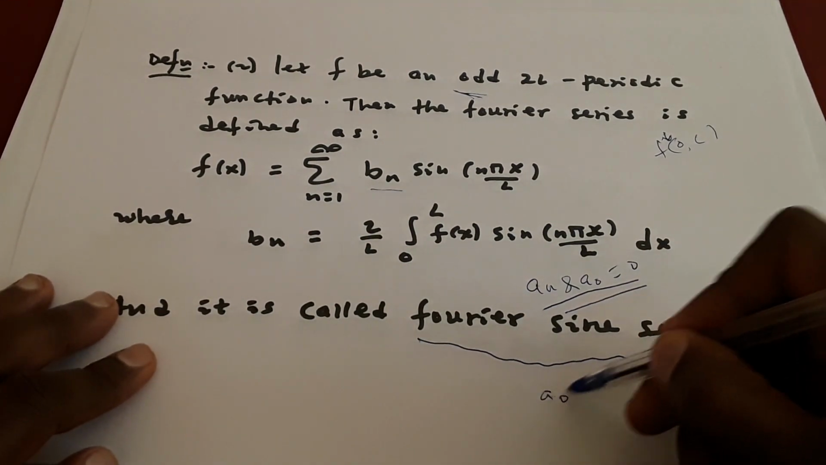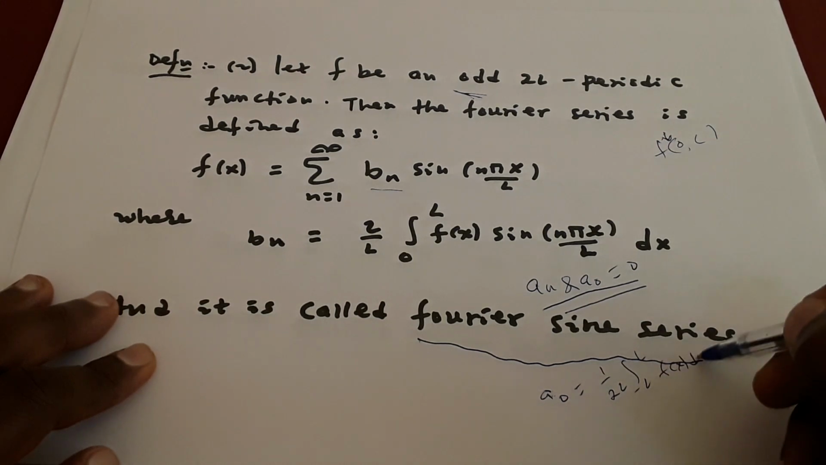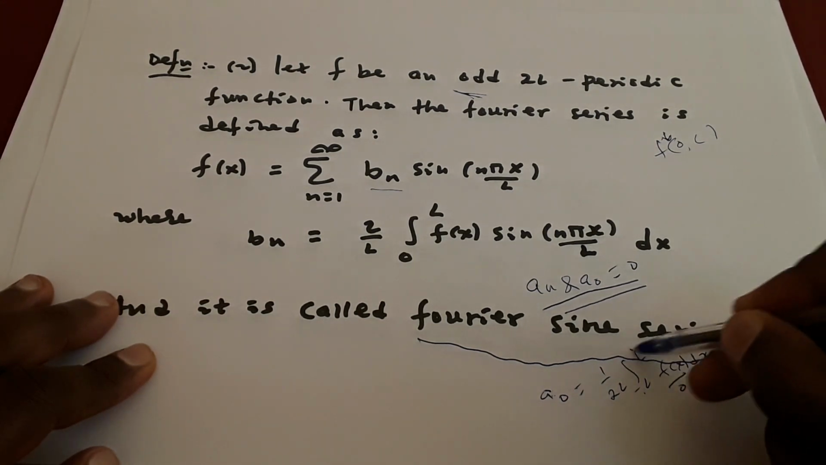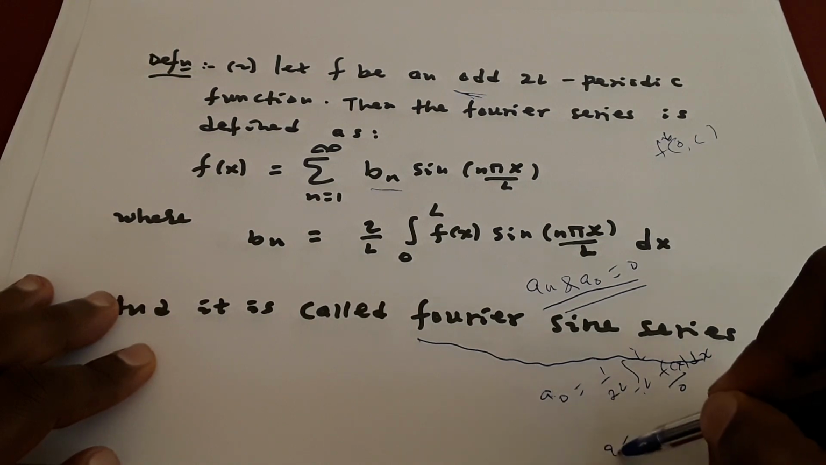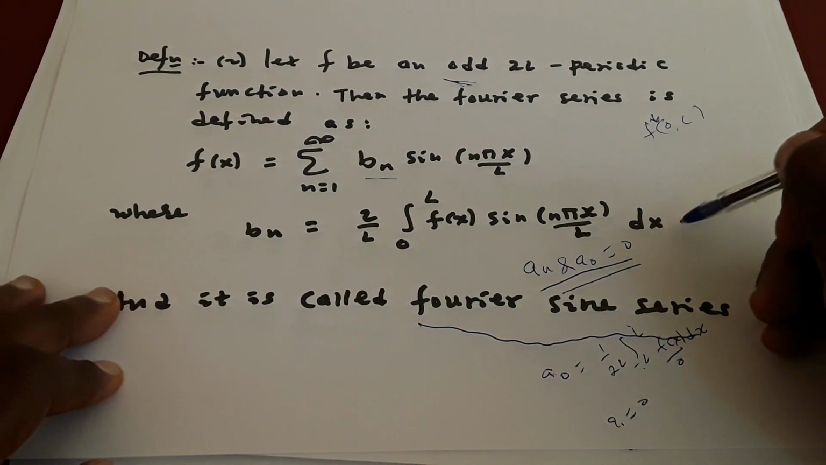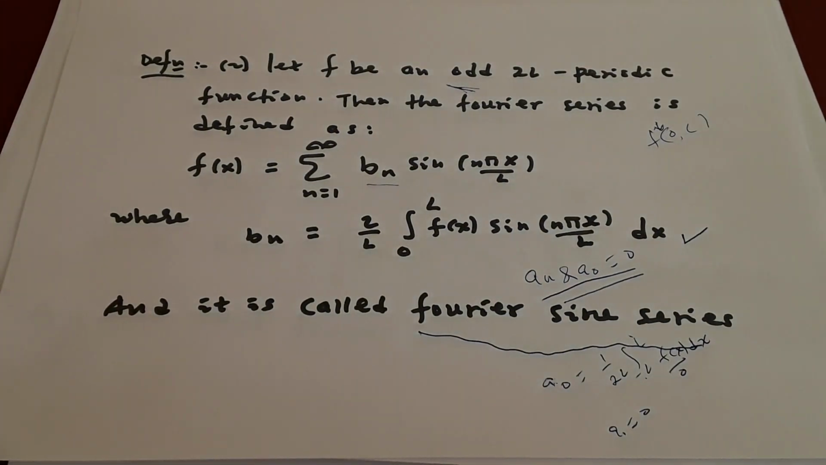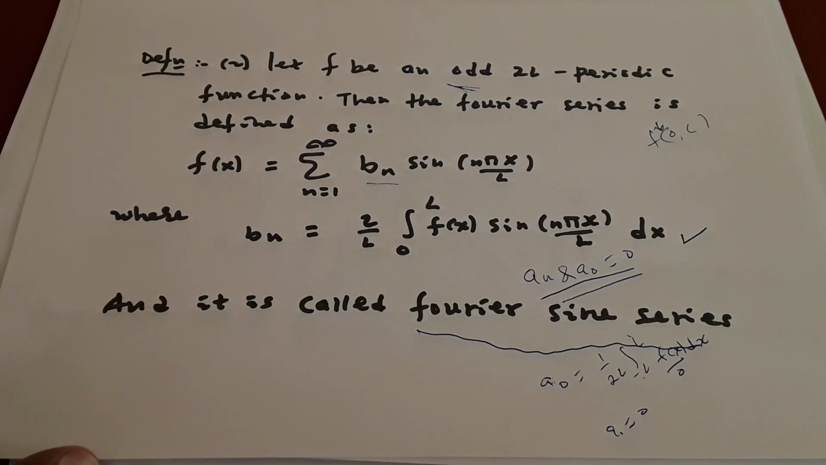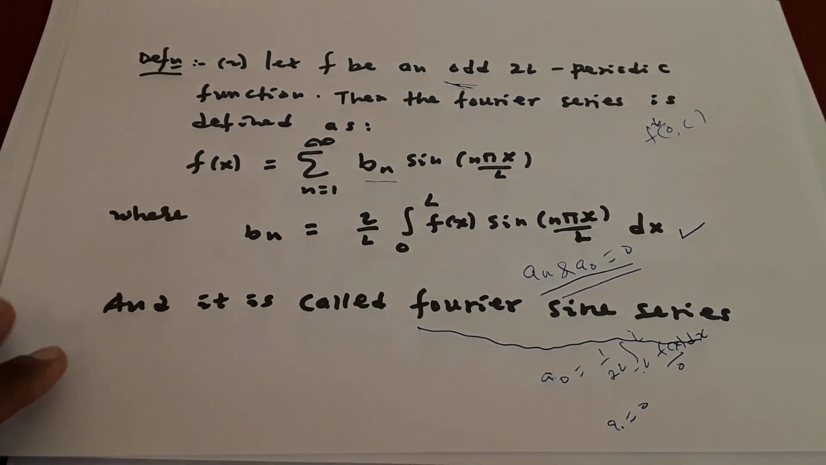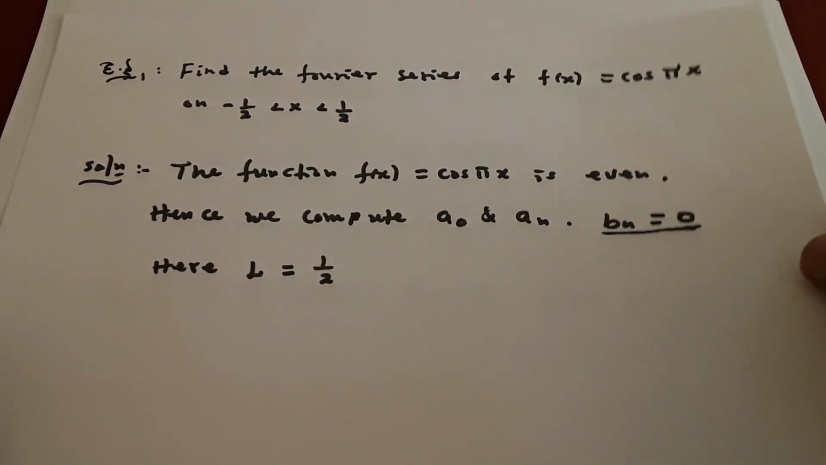So a0 in the previous case is 1 over 2L, integral from minus L to L of f of x dx. If f is odd, the integral from minus L to L of an odd function is 0. That's why a0 is 0. Whereas Bn is twice over L, so you can develop the derivation like we did in the Fourier cosine series representation, so that you can develop the idea of Fourier cosine and sine series representation through the instance.